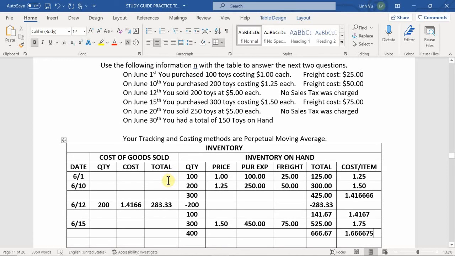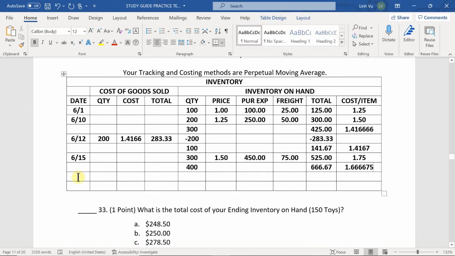So then on June 20th, we sold 250 more units. Okay, so June 20th, 250 units at 1.66667. So we have 416.6875. So 416.68, 668.75. Too many. Okay, so you have to round that up to a 7. Okay, yeah. Good. And then we're going to subtract that out.